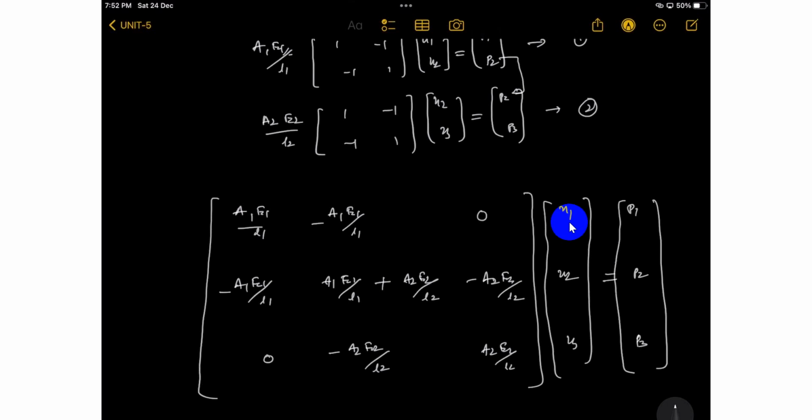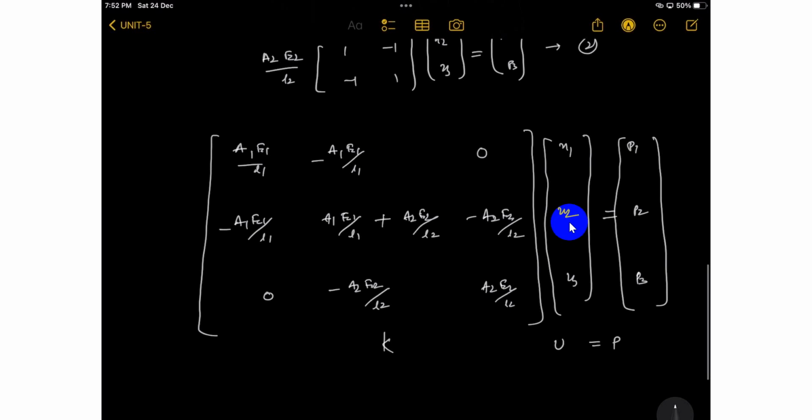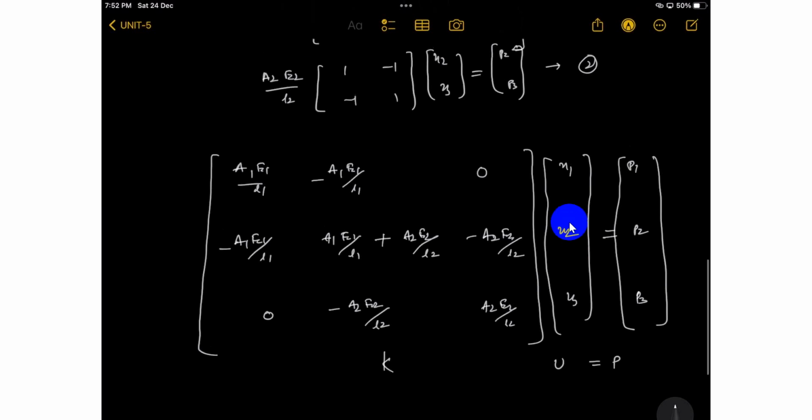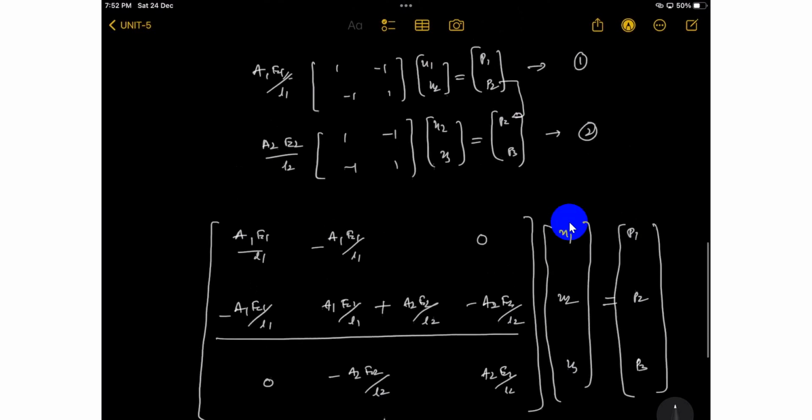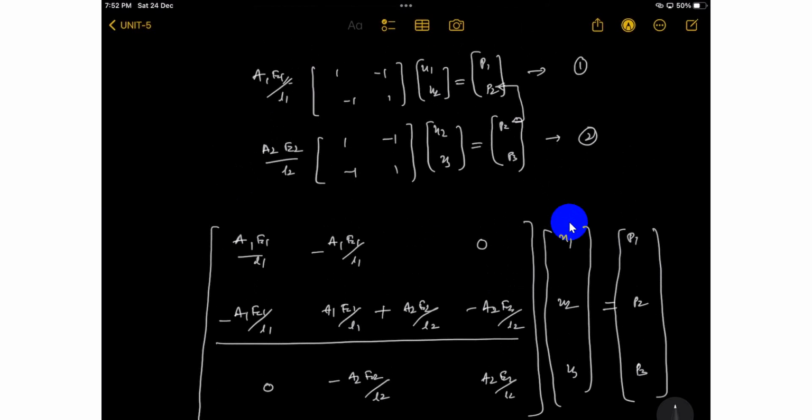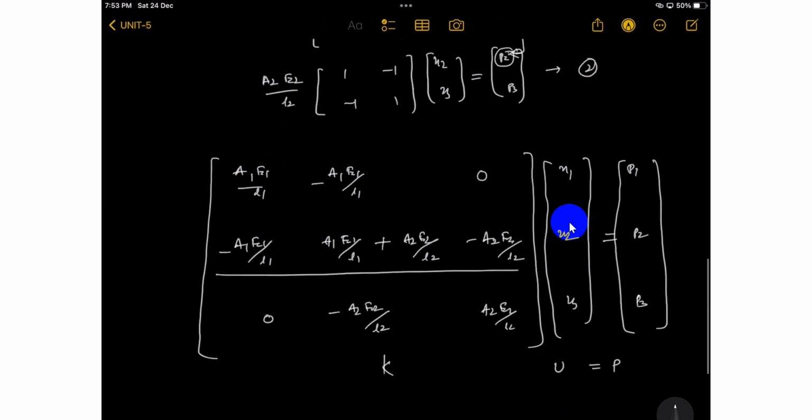That's it. K u equal to p. Understood? What is this equation? We just combine these two, just addition, nothing more than this. Just add it. From this element p2 has a certain reaction, and this element also has a reaction for p2. So just add it, nothing more than this. Okay, this is the global.